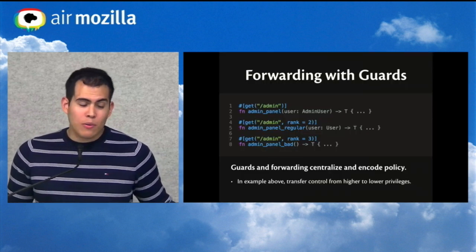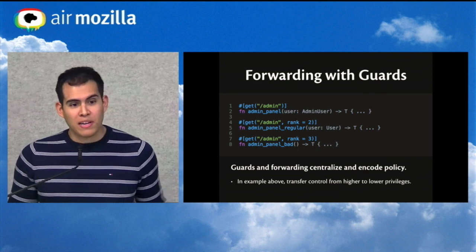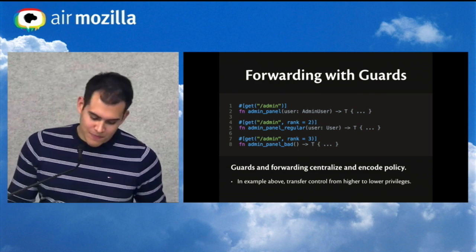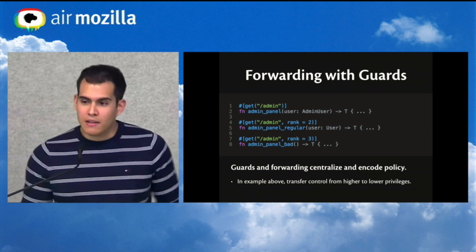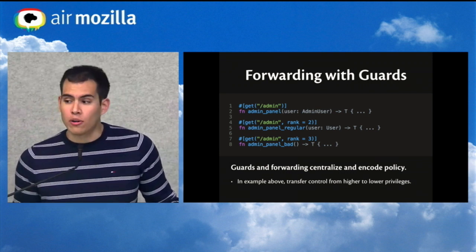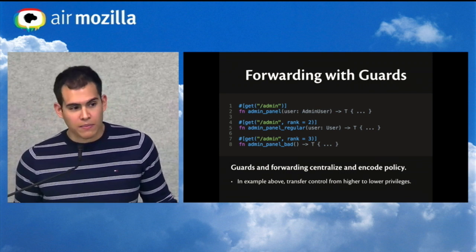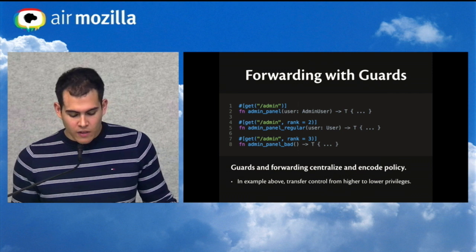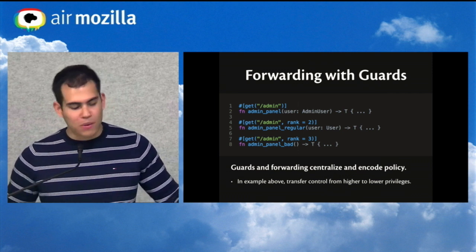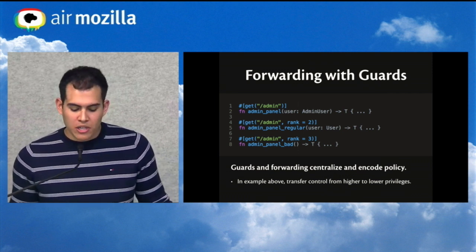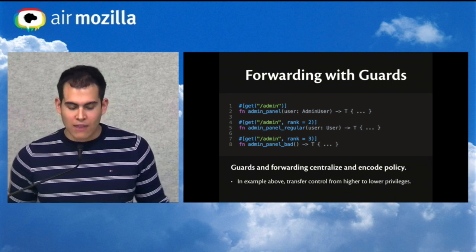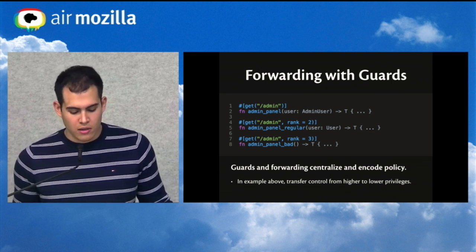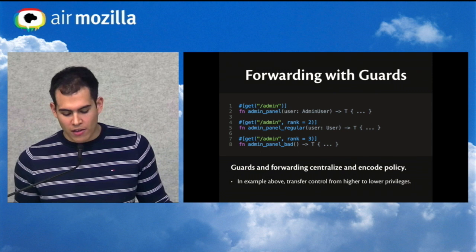Now, when we combine request guards with forwarding, we get really cool stuff. Request guards can succeed, fail, or forward. You can choose to do one of the three. And so here we have more admin panel routes. We have the one we just saw at the very top. In the middle, we have a rank 2 admin panel, and at the bottom, we have a rank 3.